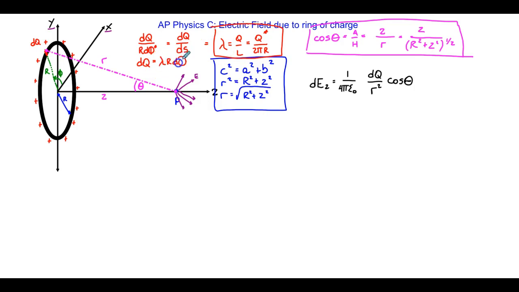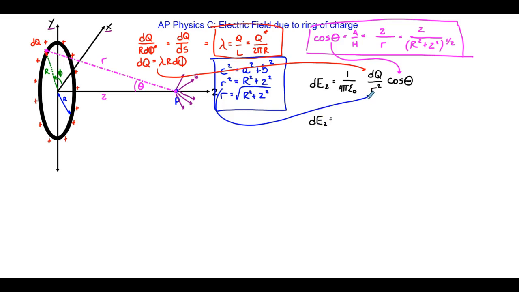Lambda r d phi gets substituted right there. This expression for cosine of theta gets substituted right there. And our expression for r squared gets substituted right there. So I can do these three substitutions in one elegant step.